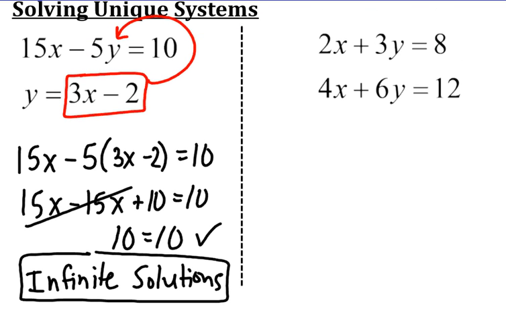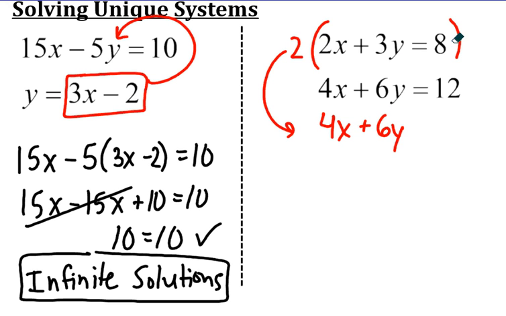Second special case. This is an example of using elimination. If I want to get the x's to match up, I would take the top equation and multiply it by 2, and I'm going to write it right below. So 2 times 2 is 4x, 2 times 3 is positive 6y, 2 times 8 is 16. Now the x's are matched up and they're the same sign, so I'm going to subtract. 4x minus 4x is 0. 6y minus 6y is 0, and so I get 0 equals 12 minus 16, which is negative 4.